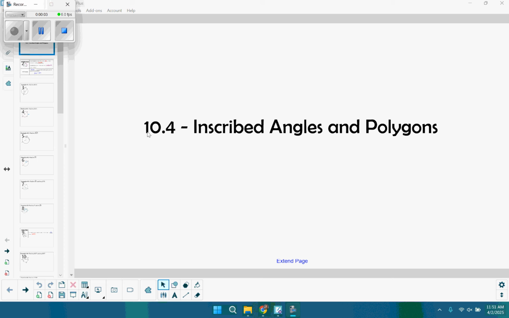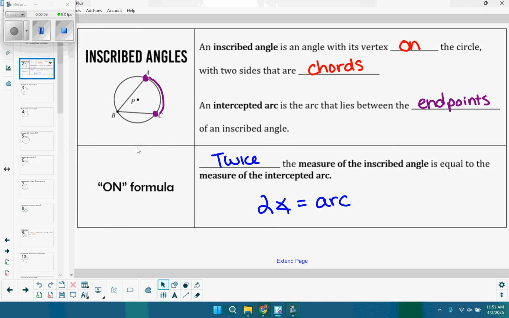This lesson is 10.4, Inscribed Angles and Polygons. So an inscribed angle is an angle with its vertex on the circle, and the two sides are chords. So in our picture here, point B is on the edge of the circle, and the chords AB and CB are the sides, so angle ABC would be an inscribed angle.